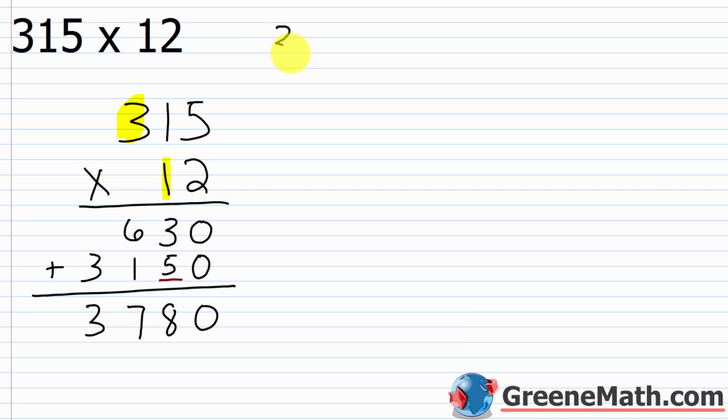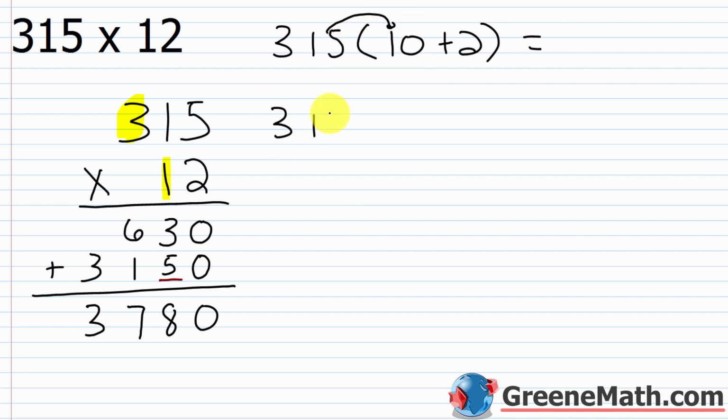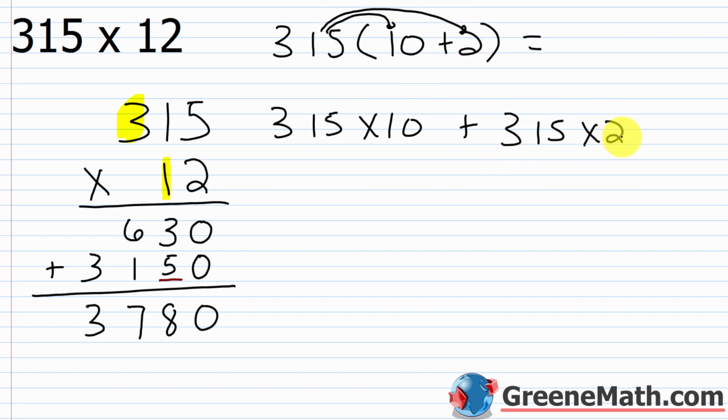So again, if we want to think about this a little further, use the distributive property. Take this number 315 and multiply it by 10 plus 2, that quantity. Again, this is 12. I just broke it up. So doing this, we'd have 315 times 10, plus 315 times 2.